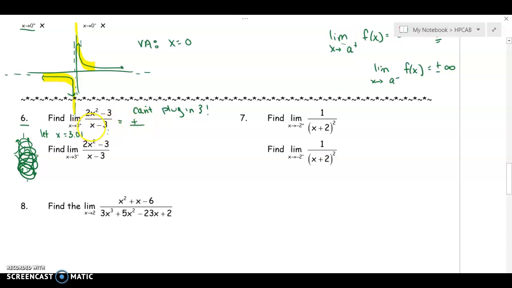If you plug in 3.01 minus 3, you're also going to get a positive value. Since positive divided by a positive is positive, that means it's going to be approaching positive infinity. And then you do the same thing down here.